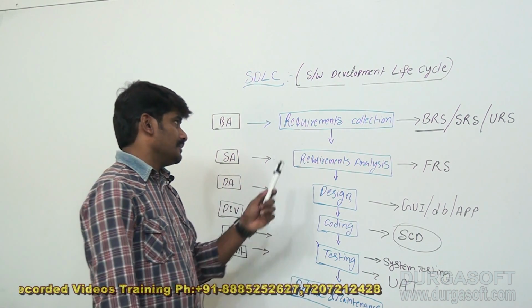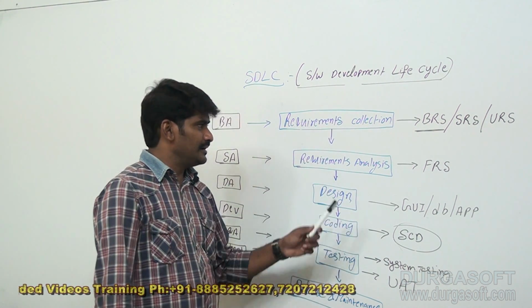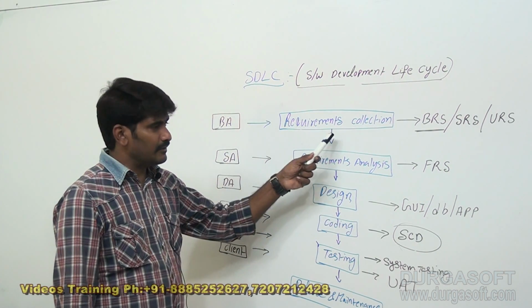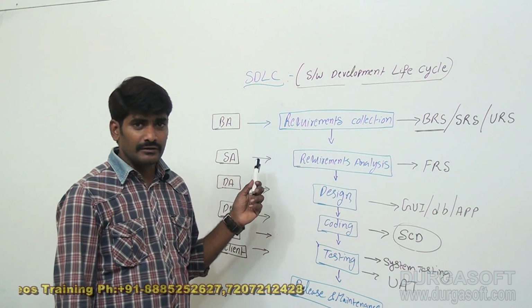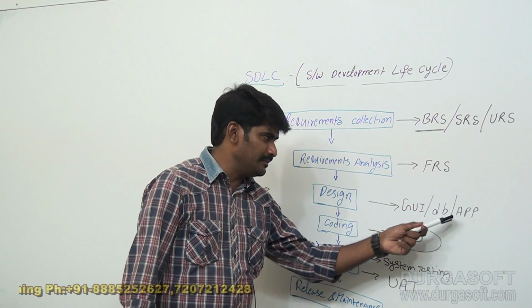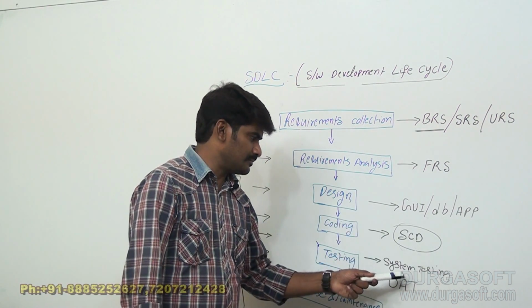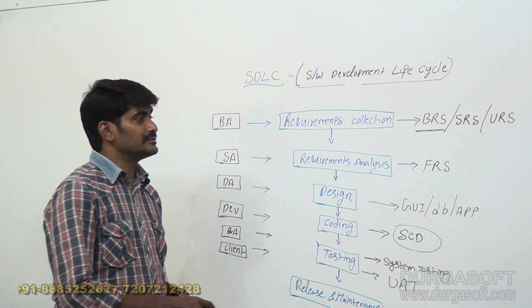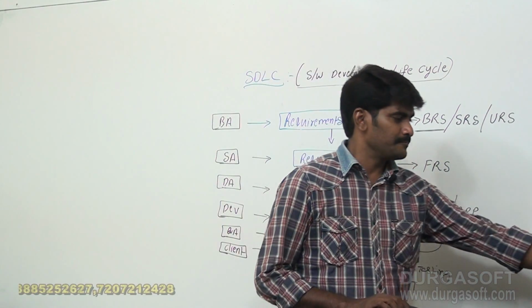Okay. Now in these phases, we will discuss in detail about requirements and how to gather them, the feasibility study, analysis, what the FRS describes, what GUI, DB and application are, what the source code document is, and system testing and UAT. We will discuss each and everything with an example.